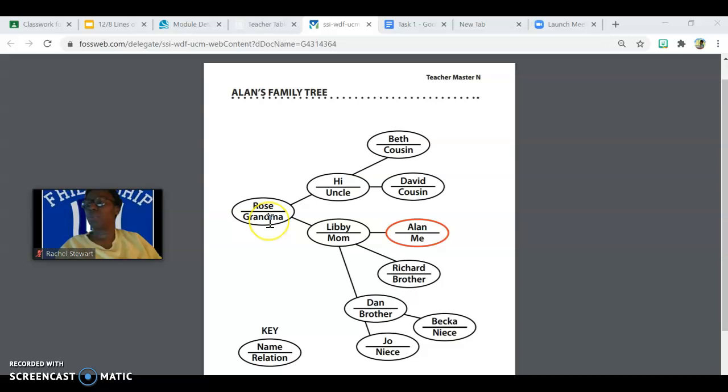Okay. Who is the most recent common ancestor of Becca and David? Becca and David. It will also be Rose, okay? Because they're not directly related to them. They're not the most recent. I mean, they're not the common ancestor, okay? I think I just confused myself. Please forgive me. But yes, they're the most recent common ancestor, but they're not a common ancestor.